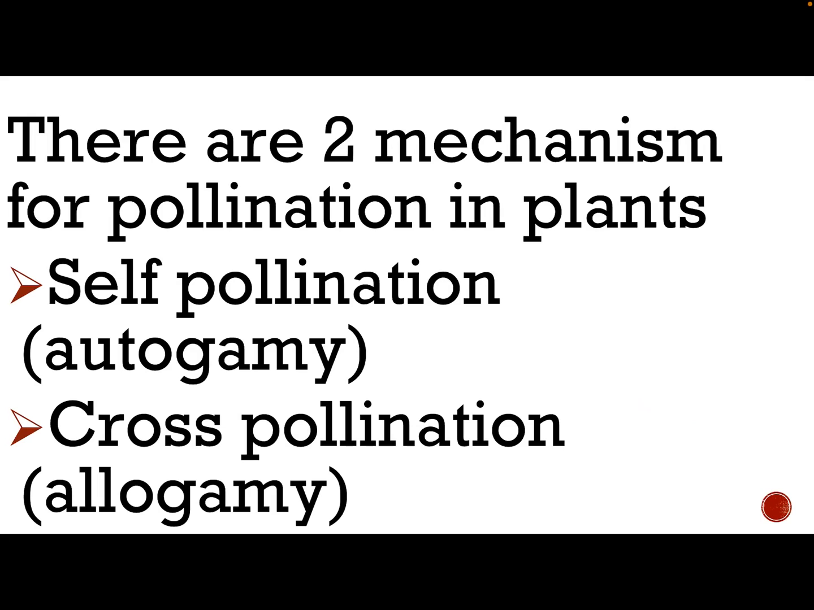There are two mechanisms for pollination in plants. One is self pollination, which is also called autogamy. Auto means self. The other is cross pollination, which is allogamy. Allo means other. These are the two important mechanisms.